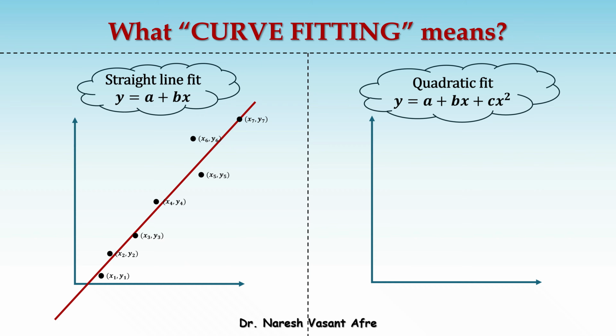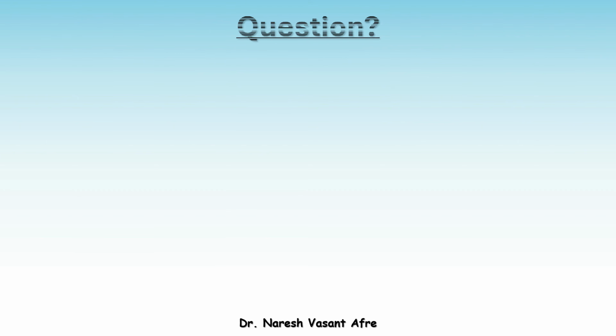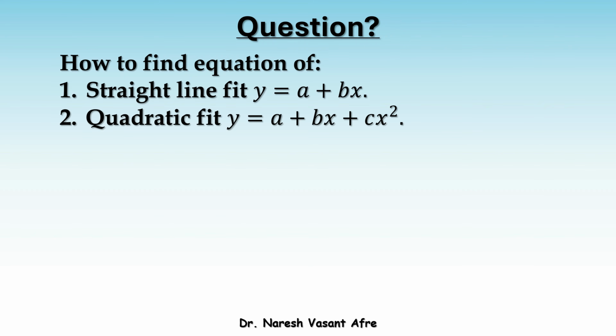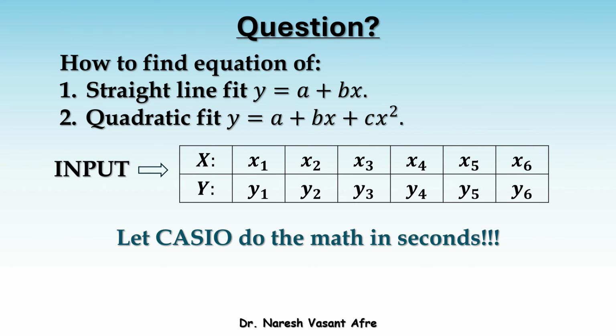And on the other hand, we are going to fit a quadratic curve. That means we are trying to fit a parabola to the given data. So knowing this, the well-posed question is how to find the equation of a straight line fit, that is y equal to a plus bx, and quadratic fit, that is y equal to a plus bx plus cx square, wherein the input given to us is the data. Now let Casio do the math in seconds.